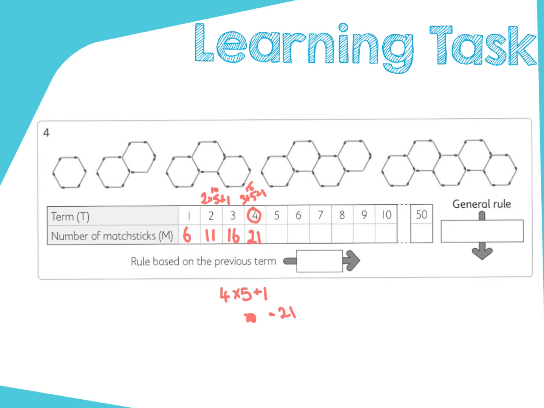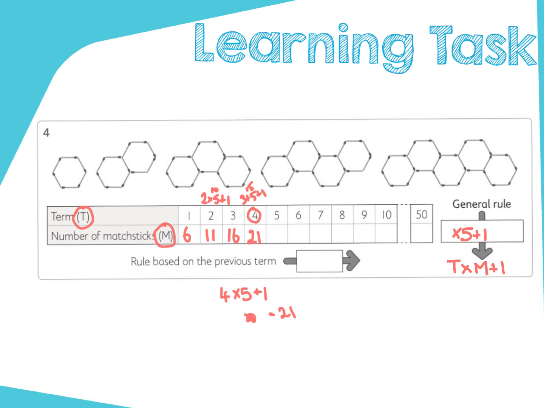So that means that my general rule is times 5 plus 1. Okay? So if I was to use the t and the m, I would say t times m plus 1 is my rule. Term times number of matchsticks plus 1.